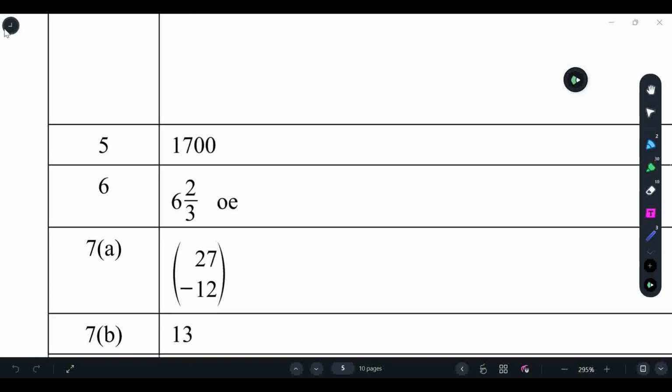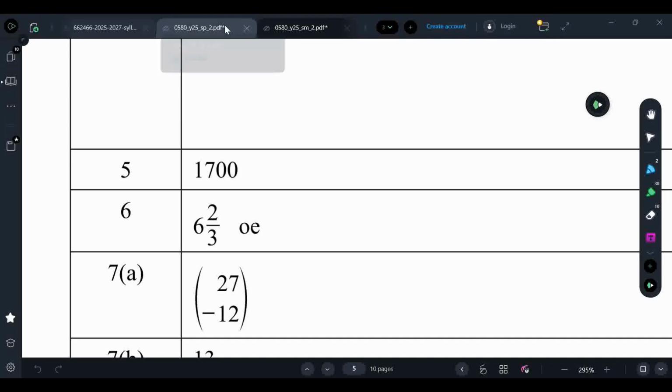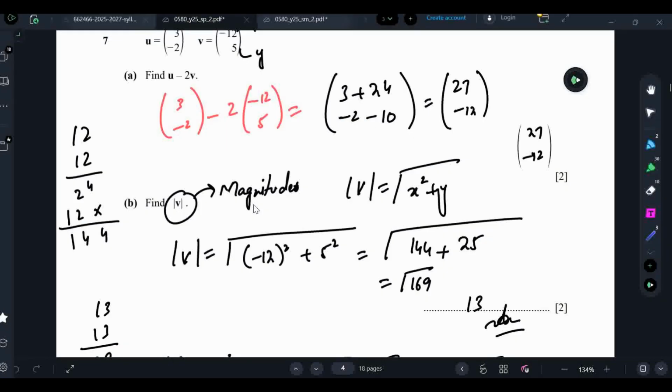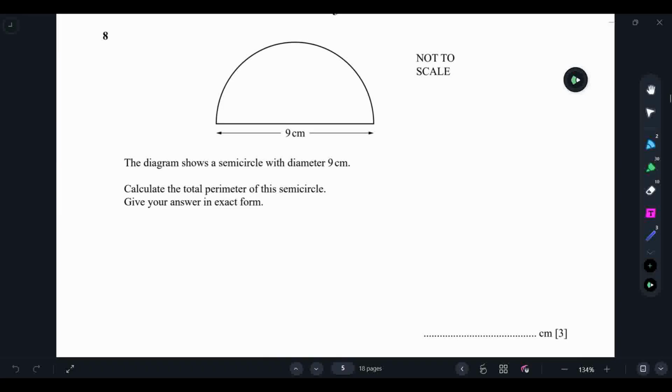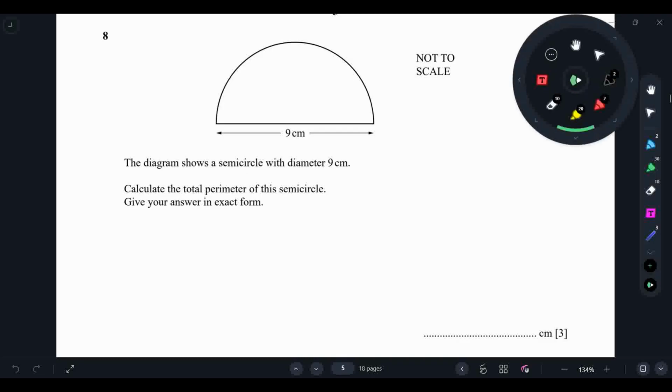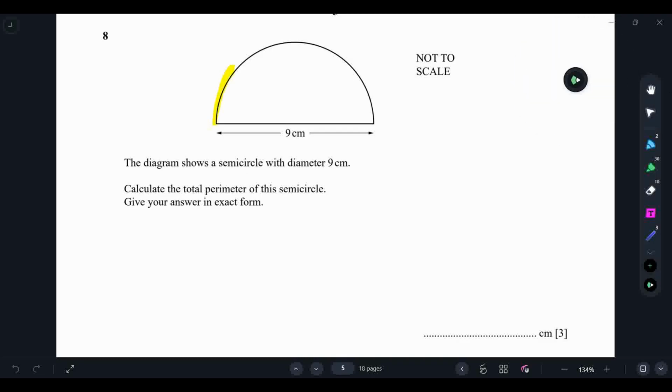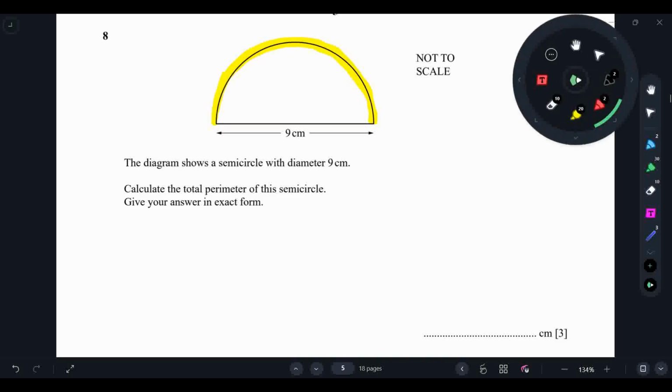Let's move to question number 8. The diagram shows a semicircle with diameter 9 centimeters. Calculate the total perimeter of the semicircle. Perimeter means that we need to add all these sides. You can see this one is the one side and the other one is the 9 centimeters. Now let's see how we can simplify it.